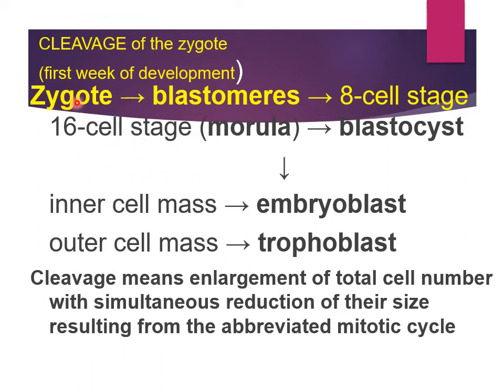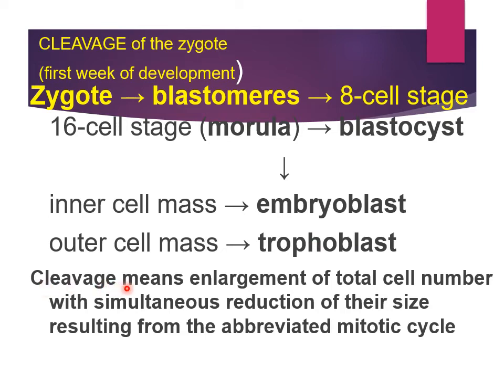Okay, now the zygote gives the blastomeres during the 8-cell stage. Then the 16-cell stage, which is named the morula. Here this zygote is named the blastocyst. It's divided into inner cell mass and outer cell mass. The inner cell mass is named the embryoblast, responsible for the formation of two parts, which are the epiblast and hypoblast. The outer cell mass is named the trophoblast, which later gives the cytotrophoblast and syncytiotrophoblast.